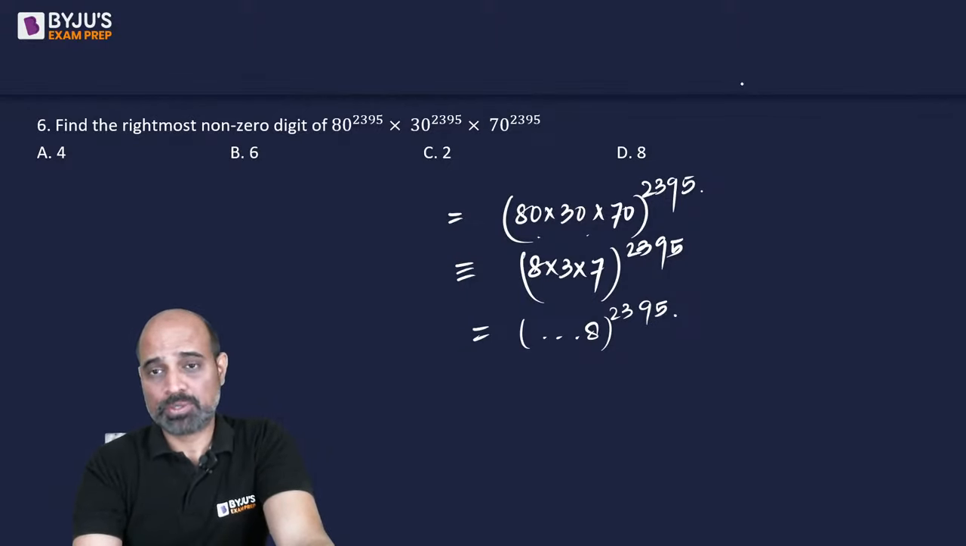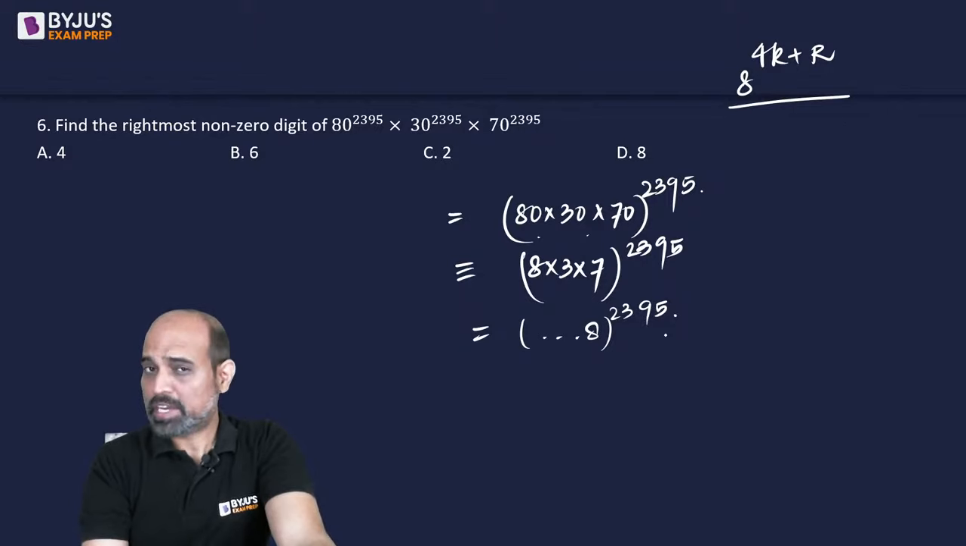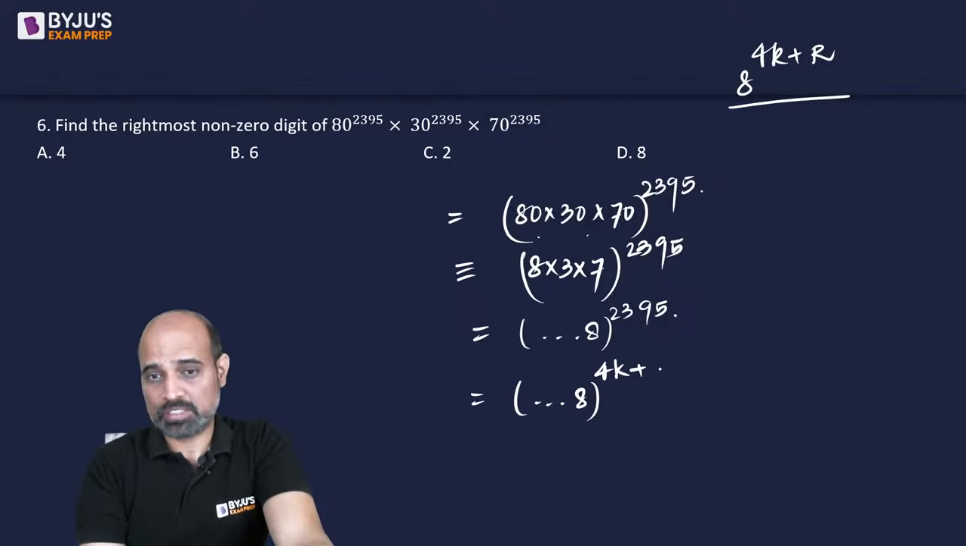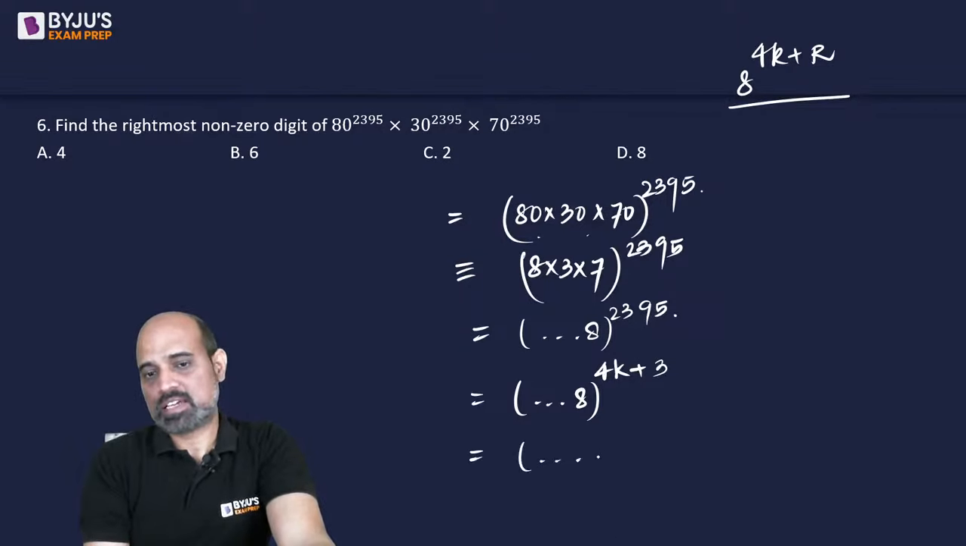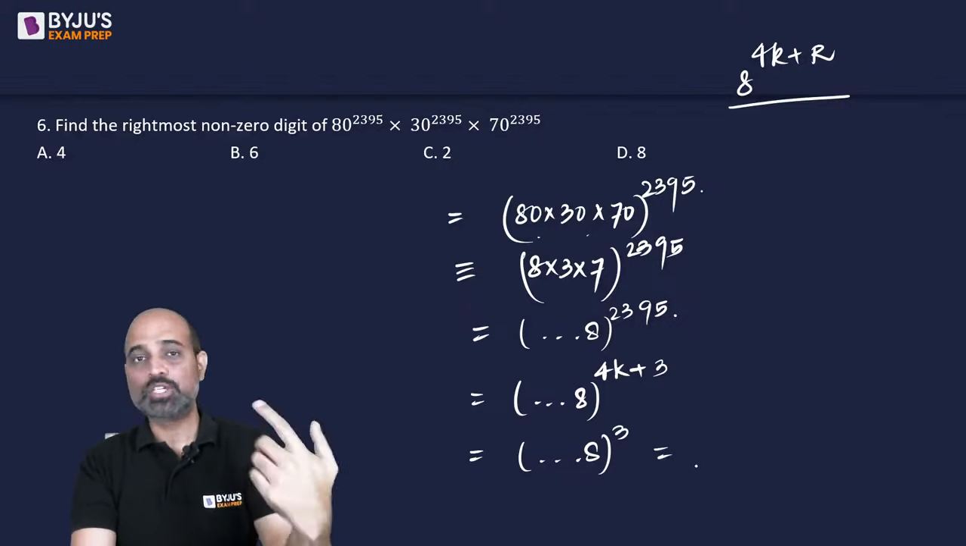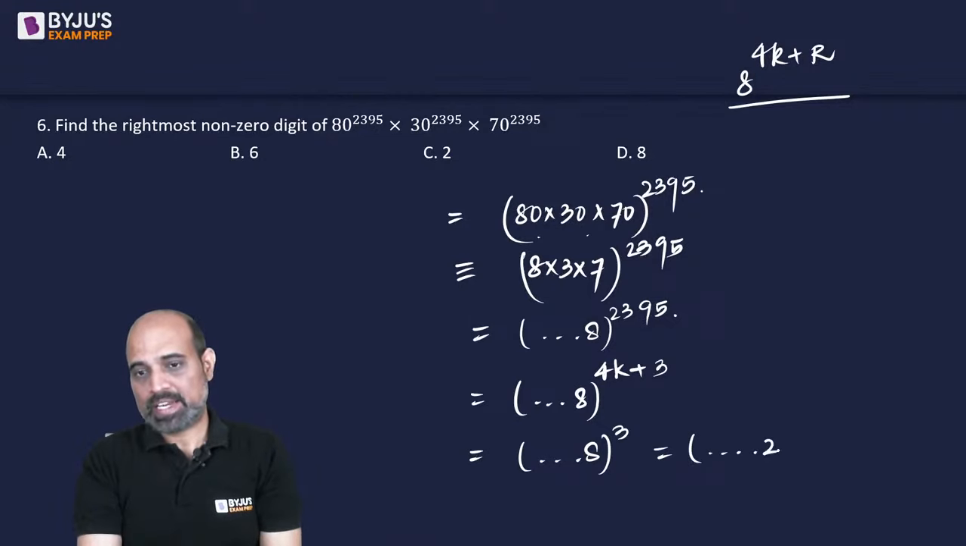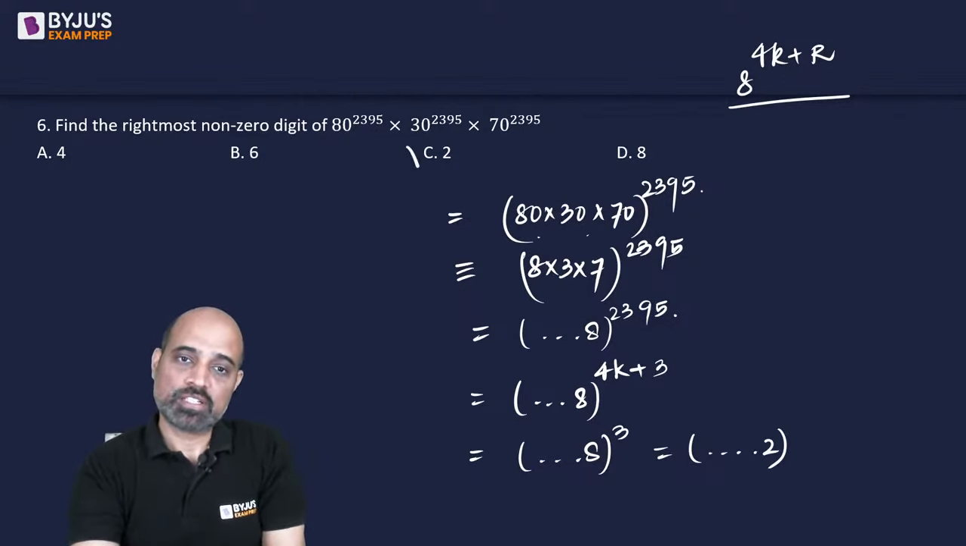So I hope you would know that 8 to the power 4k plus r is going to decide what last digit we are going to have. So if you look at the power here, 2395, it is of the form 4k plus 3, since 2395 can be written as 92 plus 3. So this is the same as a number that ends in 8 cubed. Now a number that ends in 8, if you cube it, is 8 into 8 into 8. 8 into 8 is 64, and 4 into 8 is further 32. That means it will end in a 2 of 32. So the answer is going to be option C.